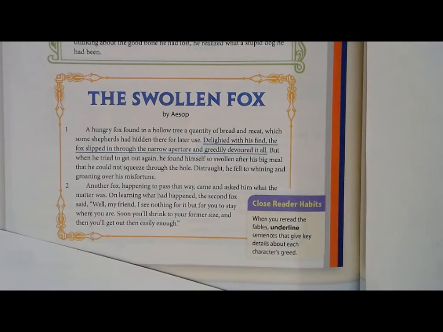A hungry fox found in a hollow tree a quantity of bread and meat which some shepherds had hidden there for later use. Delighted with his food, the fox slipped in through the narrow aperture and greedily devoured it all.